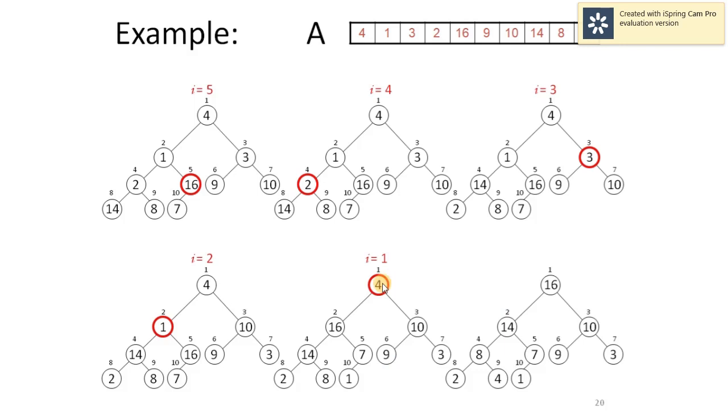So finally we have 16 at the root. 14 will be shifted to index position 2. 8 will be shifted to index position 4 and finally 4 comes out at the leaf node, and again max heapify will not be called.